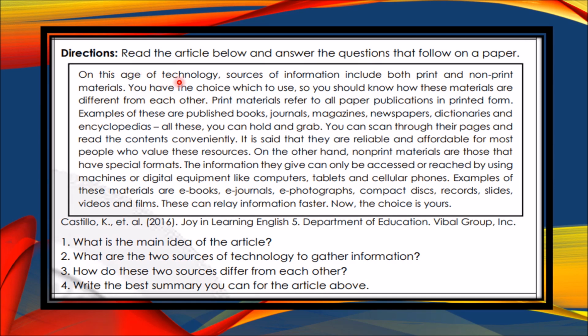So the main idea is the sources of information, both in print and non-print materials. You can find the main idea in the first sentence of the paragraph. So what is the main idea again here? Sources of information, both print and non-print materials.